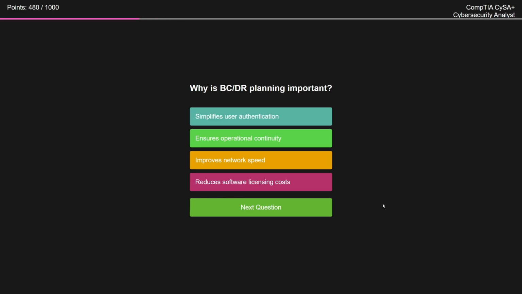For me, it's going to be ensures operational continuity, because business continuity is BC, right? And disaster recovery. We're always wanting to ensure operational continuity, and that means basically making sure everything's in place, all the planning is in place, so when the thing actually does happen, the business doesn't get hurt by it. So that's basically what that is.